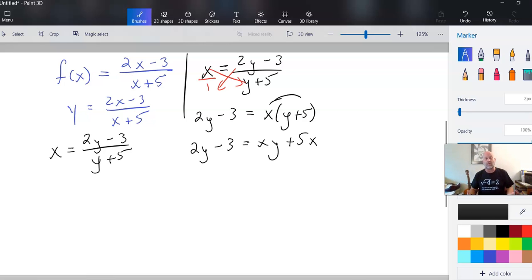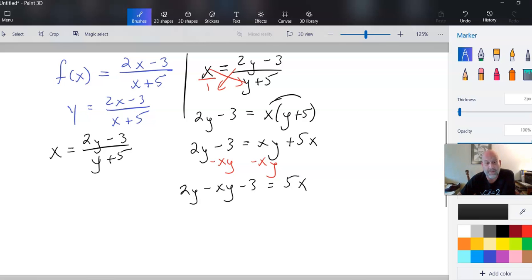Okay, so remember what our goal is here is to get the y's in one place, right? You want it down to a single y so that you can say y equals this expression in x. So we need the y's on the same side, right? So what I'm going to do is go ahead and subtract xy from both sides. And that's going to transform this to 2y minus xy minus 3 is equal to 5x.